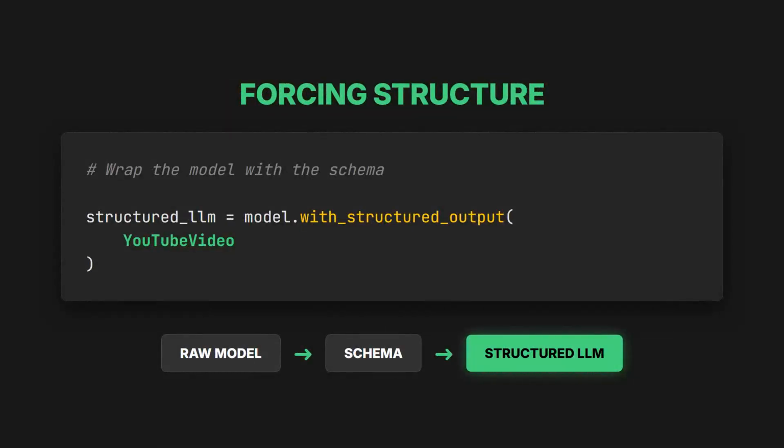Once we have our schema, we need to apply it. We use the .withStructuredOutput method. This wraps our original model. Now, whenever we call invoke on this new object, it won't return a string message. It will try to fill out that Pydantic class we defined. It forces the underlying LLM, whether it's GPT-4 or Llama 3, to strictly adhere to the structure, handling all the parsing logic for us.